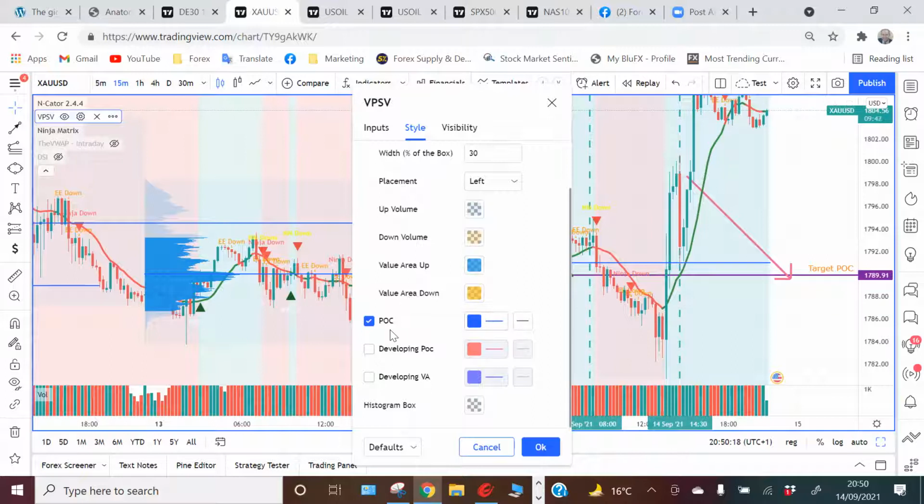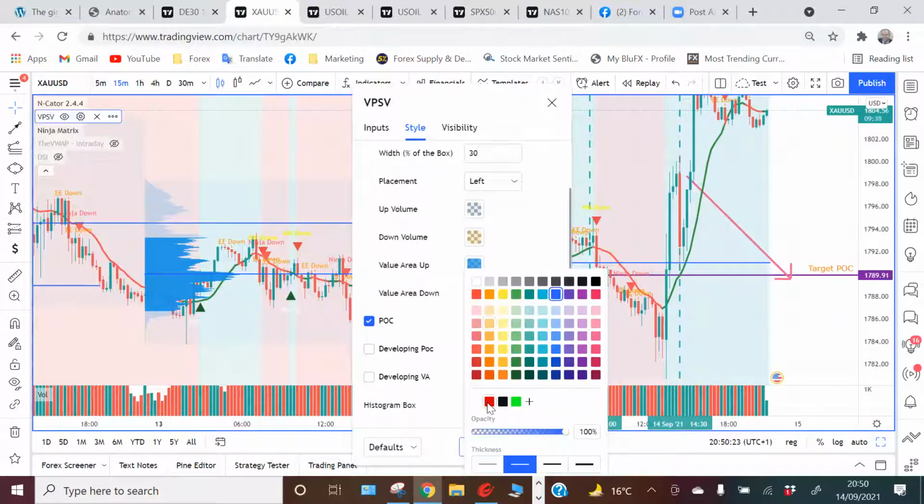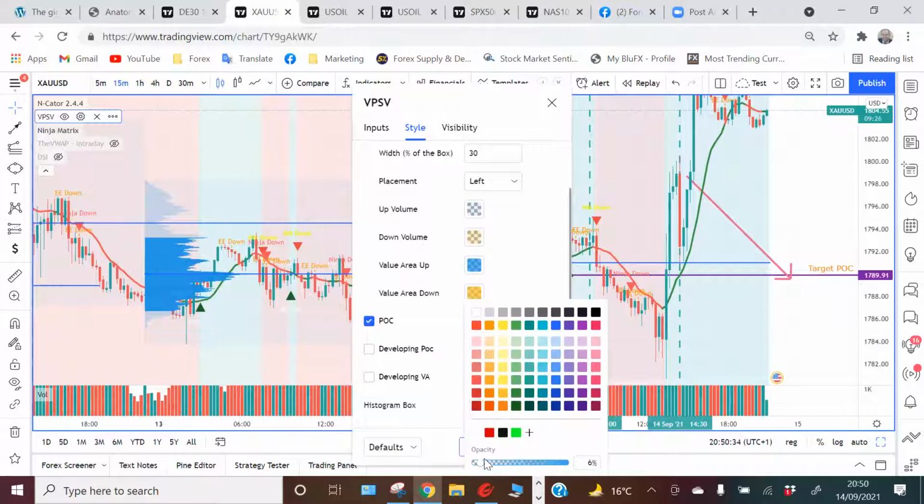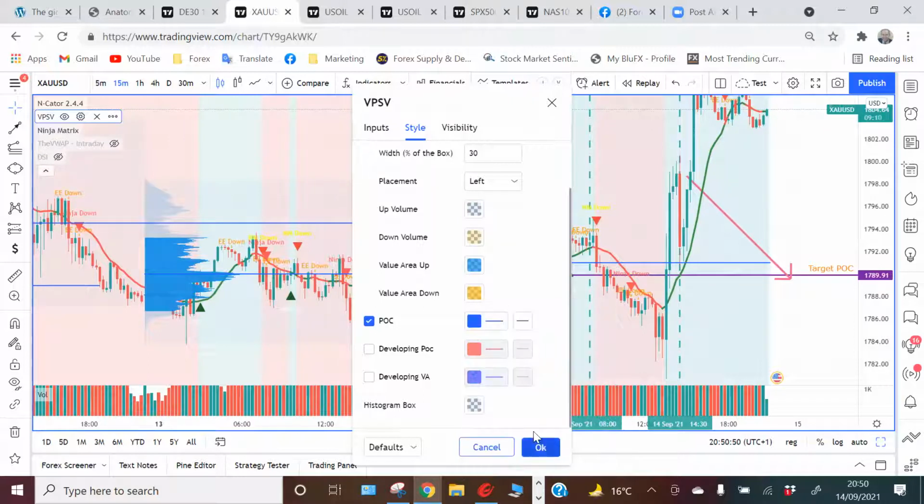Out of the box, the point of control is red. It comes like that. I changed mine to blue. And I leave that. And the histogram, I have a very small histogram. So I'll just show you that there. Now it's away, so it just shows a shadow. It's just showing a shadow of the previous day's trading.